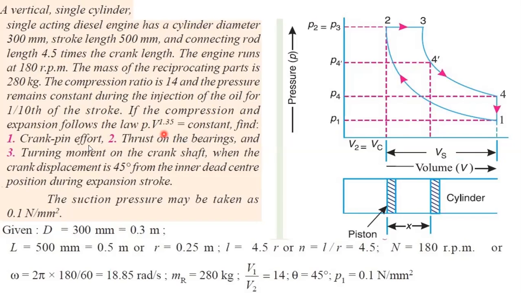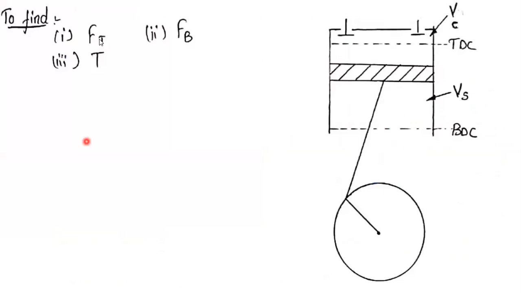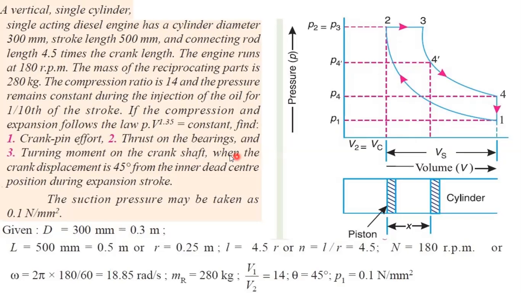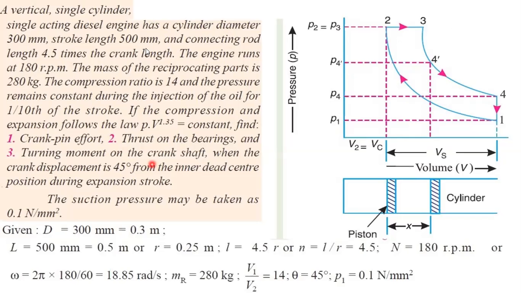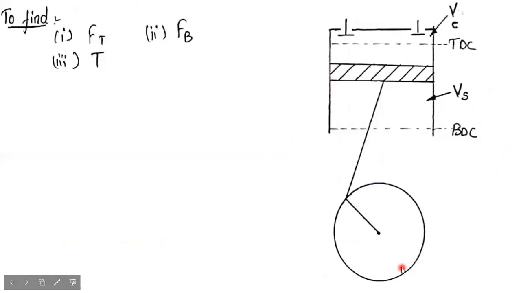So what we need to find is the crank pin effort, which is FT. Then the thrust on the bearings, FB, and the turning moment on the crankshaft, T torque, when the crank displacement is 45 degrees from the inner dead center position during the expansion stroke. So the theta value is given. And one more thing, the suction pressure, the initial pressure, can be taken as 0.1 Newton per millimeter square.